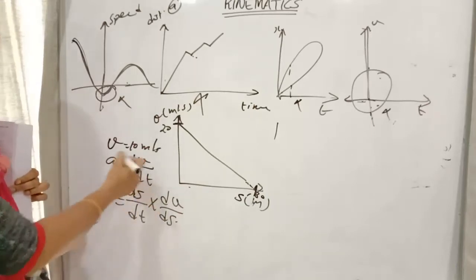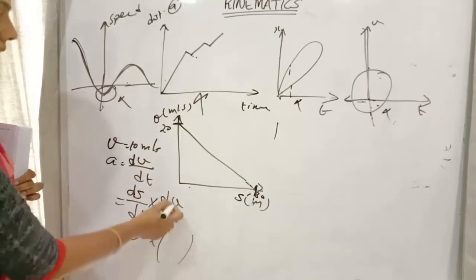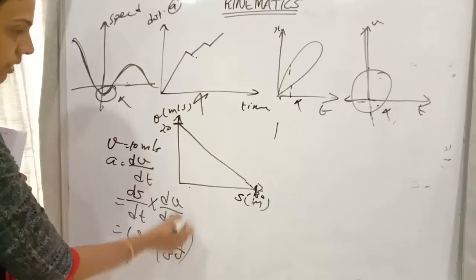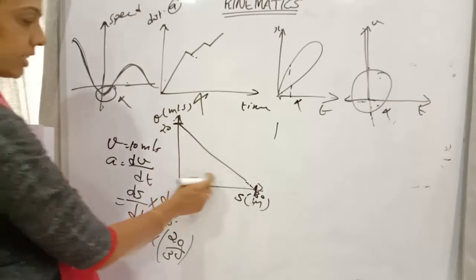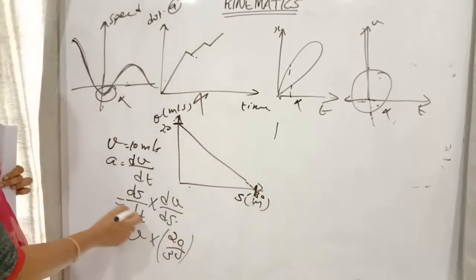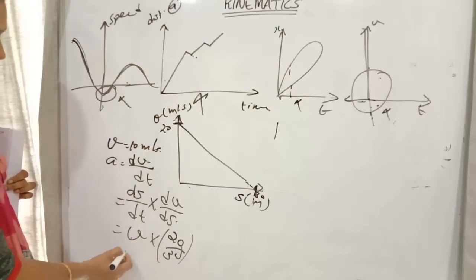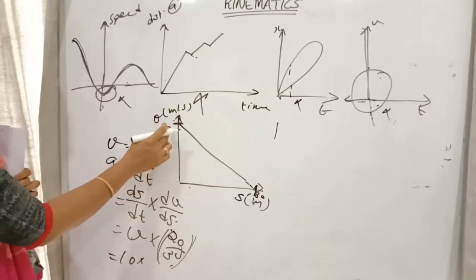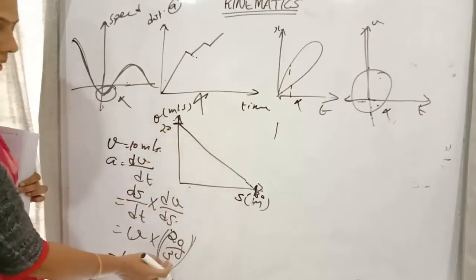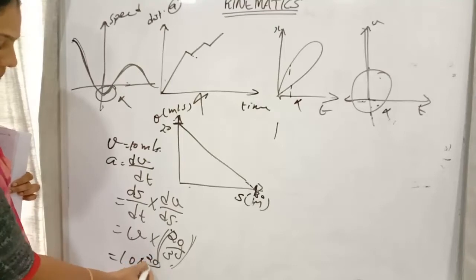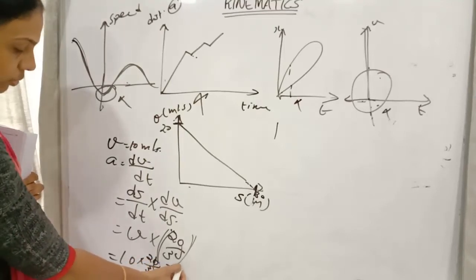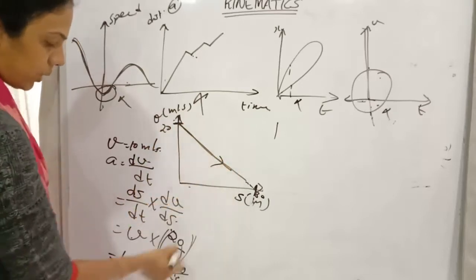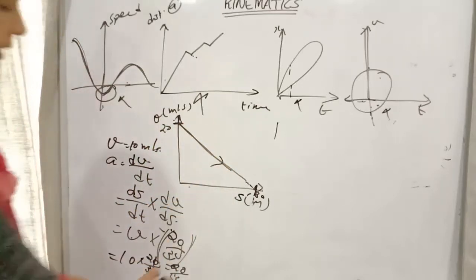So what is ds by dt? It is the velocity. Velocity into how dv by ds is changing. Velocity is changing from 20 to 30 in distance, right? Maximum change is 20 and the displacement change is 30. The velocity we need is 10 meters per second. So 10 into the rate of change of velocity with respect to ds, which is 20 by 30, that is 20 by 3. And one more thing we need to consider: velocity is decreasing, so it is negative, minus 20 by 3 meters per second.